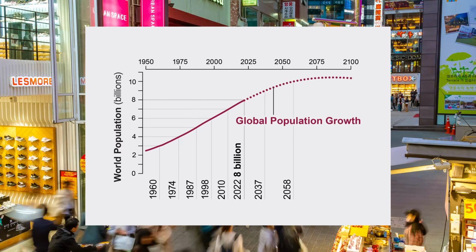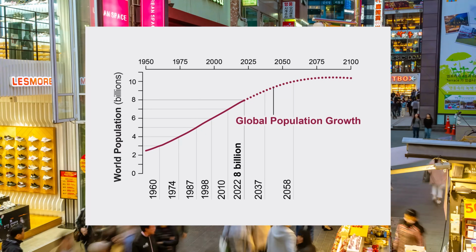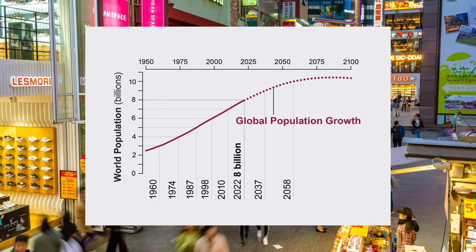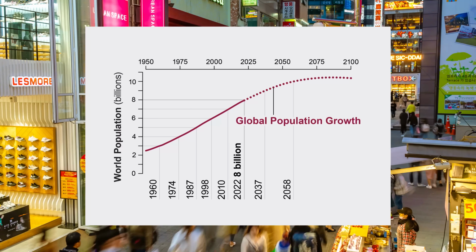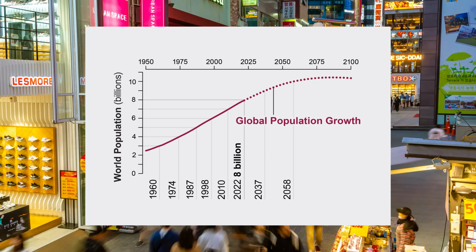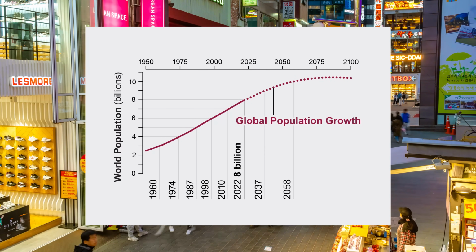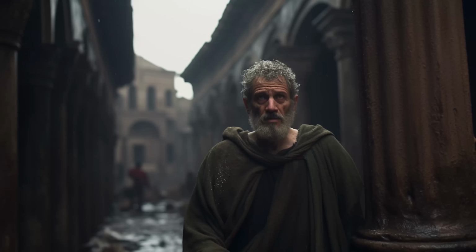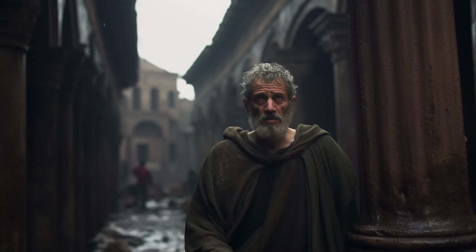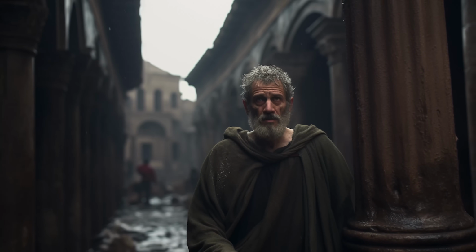Long term, it is estimated that the human population of planet Earth will peak around the year 2100 at around 10 to 11 billion, and then will probably begin to decline. So we have the same problems now that the Romans had, and it didn't end well for them.